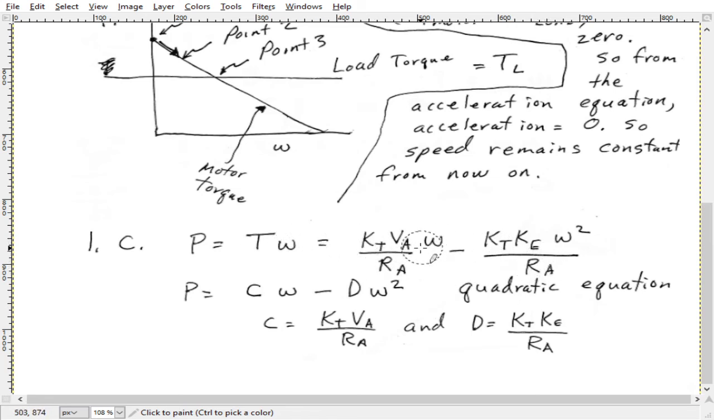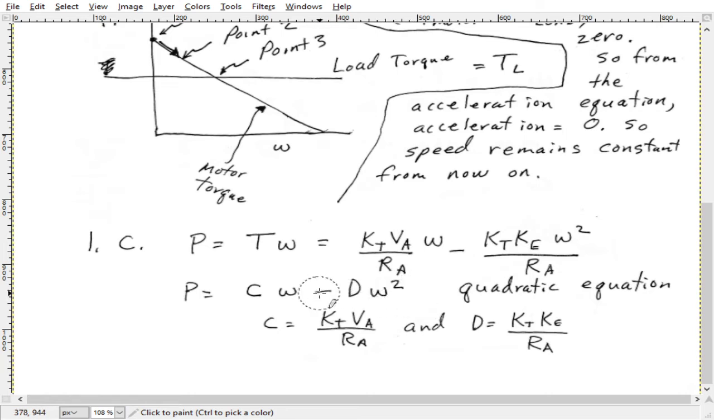Now, just to make the equation seem more familiar, I'm going to let this here be C, and I'm going to let this here be D. Okay, so D is just this right here, and C is just this right here. Now if you look at this equation, you should recognize that this is a quadratic equation, right? Because you have this omega squared term.